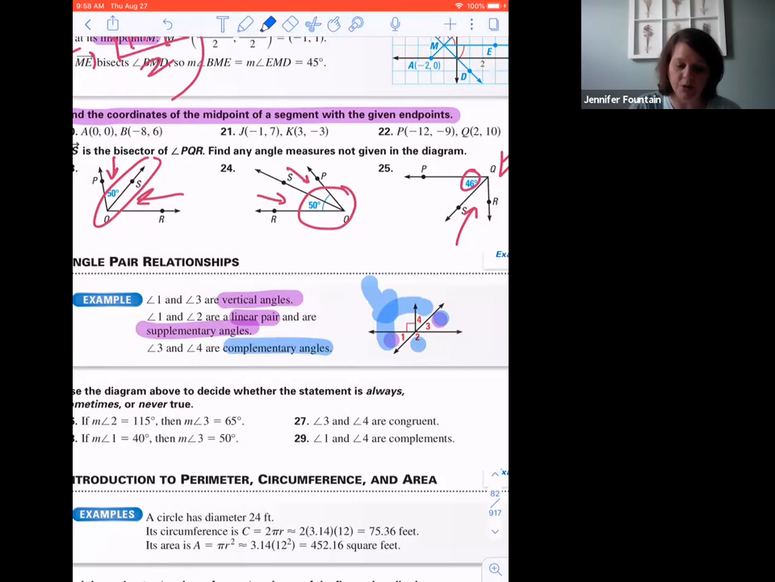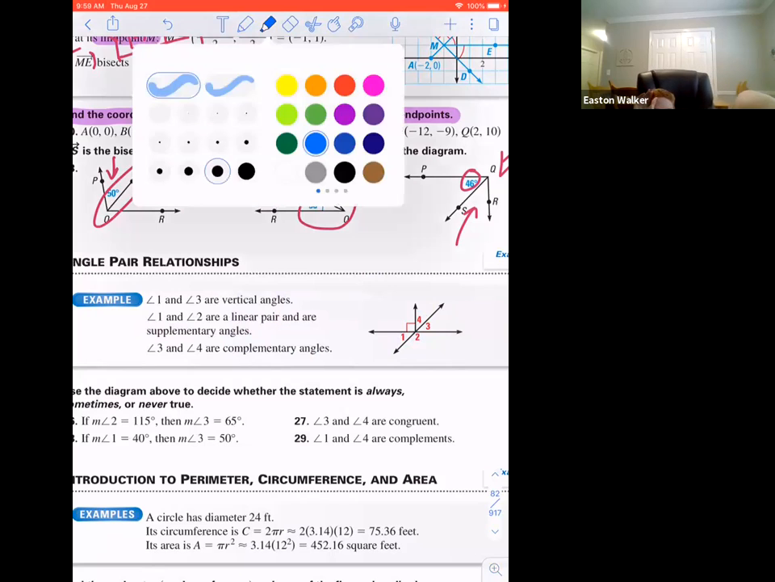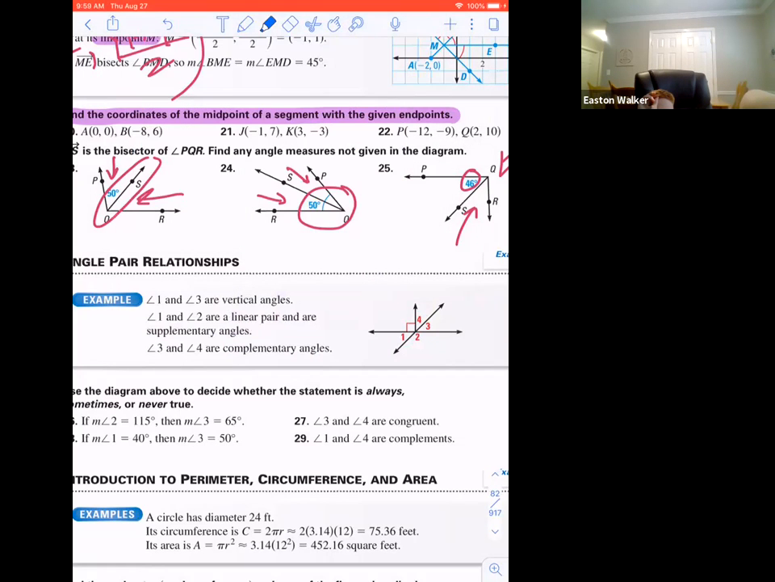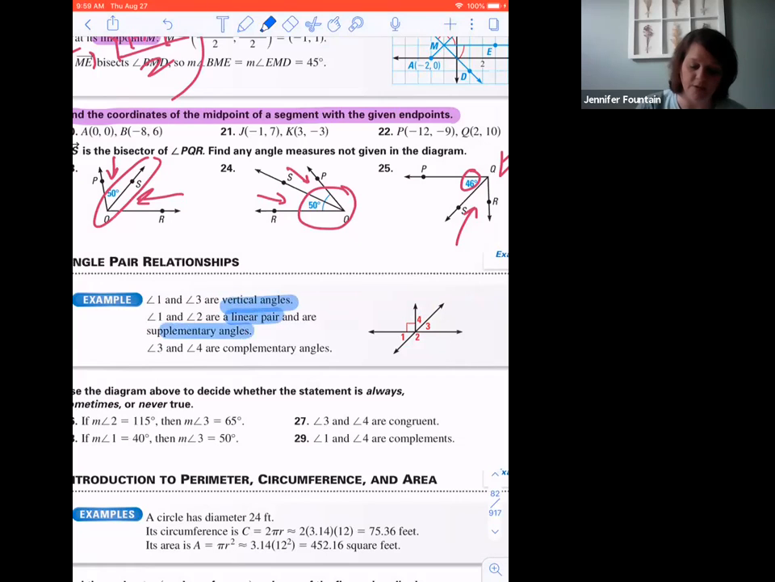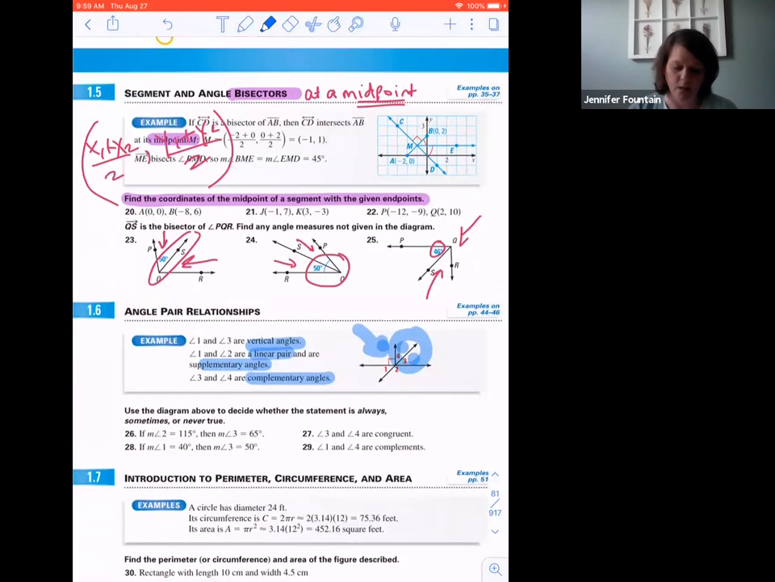Complementary angles, 90 degrees. So we've got vertical, linear pair, supplementary, and complementary. Complementary angles add together to make 90 degrees. So if we look here, if we know those two are going to make 90 degrees, because this guy over here is 90 degrees, so we know that whatever these add to plus this makes 180. All right.